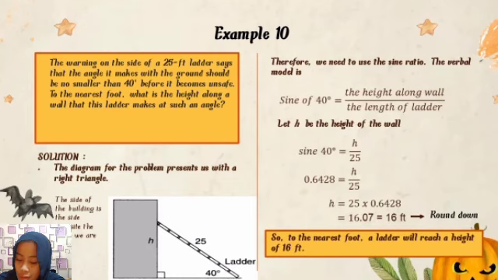h equals 25 times 0.6428. The value of h is 16.07, and we round down. So, to the nearest foot, the ladder will reach a height of 16 feet.